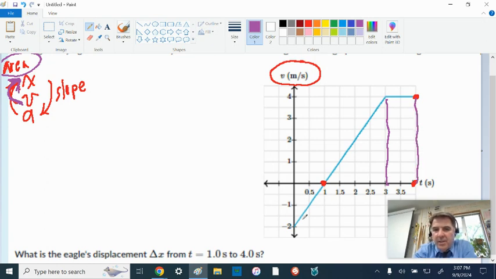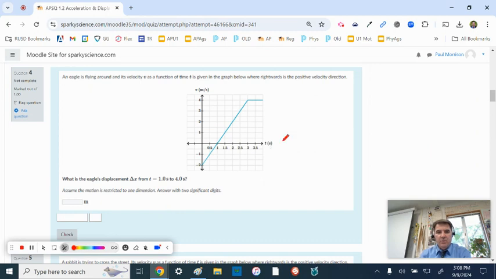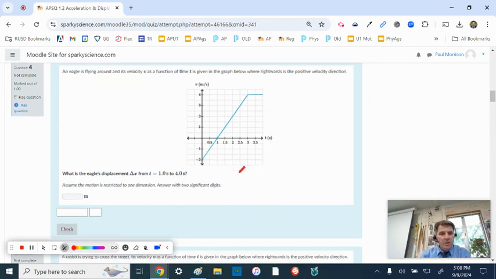So base times height. This is actually 1 to 3, which is actually this distance is 2, and this height is 4. The height is 4. And so I got 1 times 4 is 4, and then I got 2 times 4 is 8 divided by 2 is also 4. So my total of this is 8 meters, and it's positive because it's in the positive side of the graph. Okay, it's not too hard. You're just getting the idea of how this works. Let's look at another one.